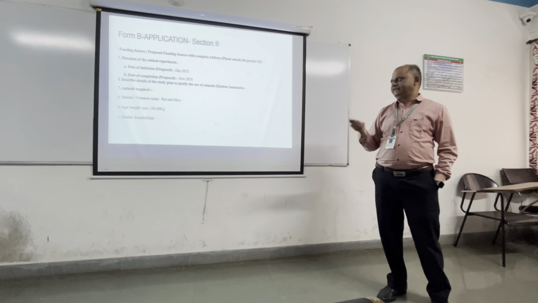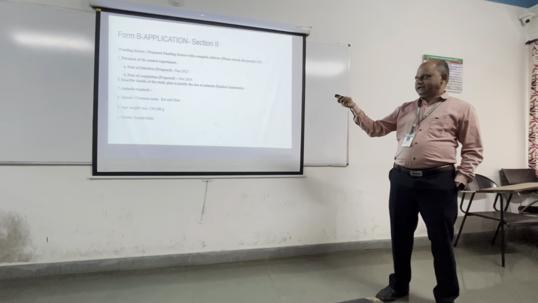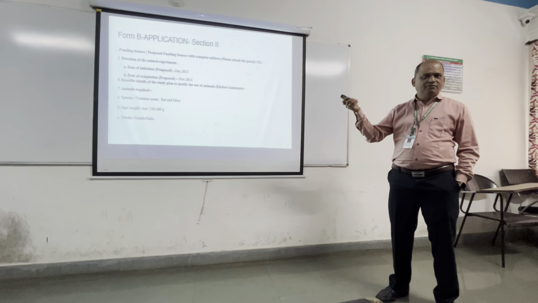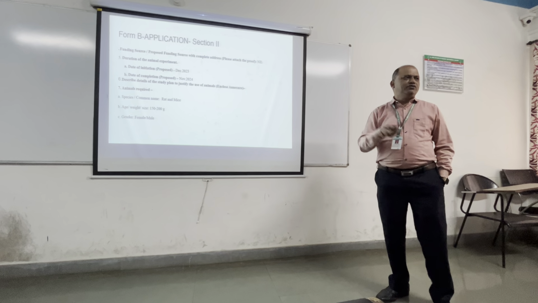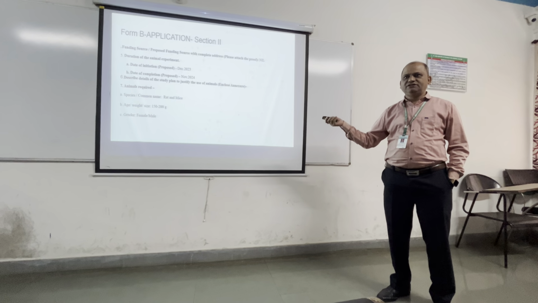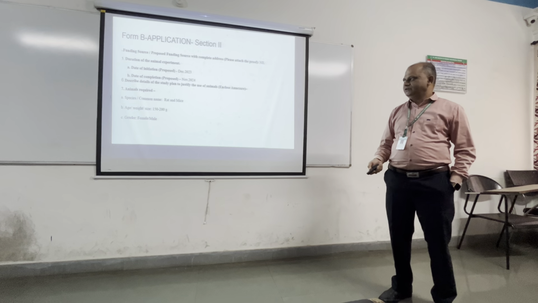Likewise, you have to justify the number of animals required, whether it is 30, 60, whatever the numbers you are going to use. Species wise, you have to write. If 30 rats, write down 30 rats. If 30 mice, write down 30 mice. If both are there, 30 mice, 30 rats, 6 rabbits, likewise you have to write.